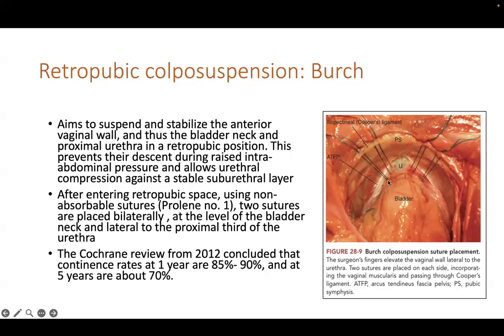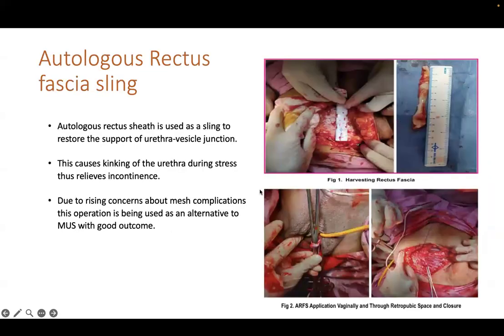The neck of the bladder is elevated. What happens in stress incontinence? The neck of the bladder becomes hypermobile, or it is sagging down. So this neck of the bladder becomes elevated, and with a stitch, it will be stitched to the Cooper's ligament on both sides, so that it becomes elevated. Any confusion? No.